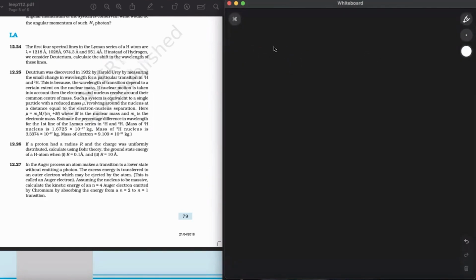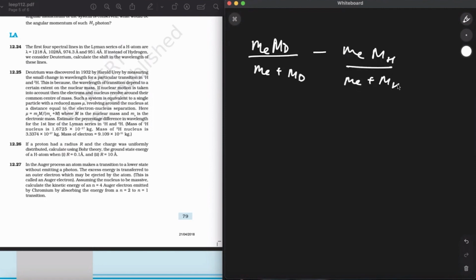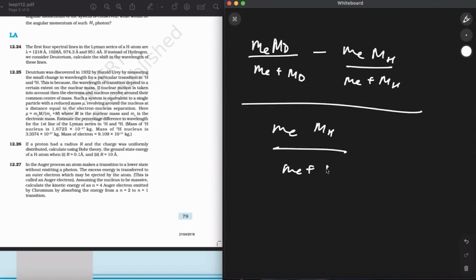So moving forward, I have to split it open. Whatever we have written, mu d minus mu h upon mu h, we have to write the whole thing. So mass of electron times m deuterium, divided by mass of electron plus m deuterium, minus mass of electron times m hydrogen divided by mass of electron plus m hydrogen, all divided by mass of electron times m hydrogen divided by mass of electron plus m hydrogen, into 100.